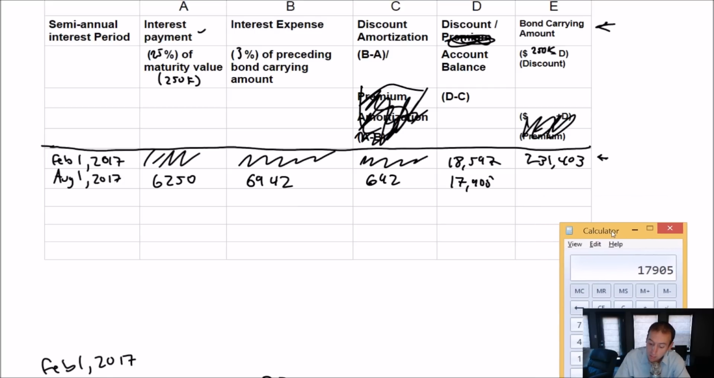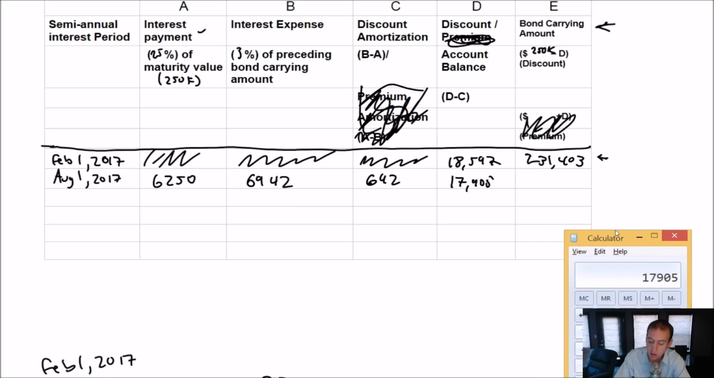My bond carrying amount, I take the bond carrying amount, I take 250,000. This is when I screw up sometimes. I take 250,000 minus 17,905.